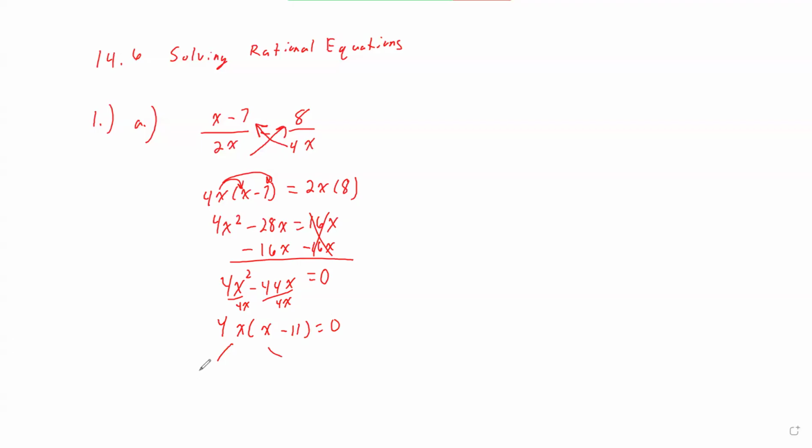Then we set each factor equal to 0. I'll divide by 4, so x gives me 0. And then I'll add 11. So x equals 11.